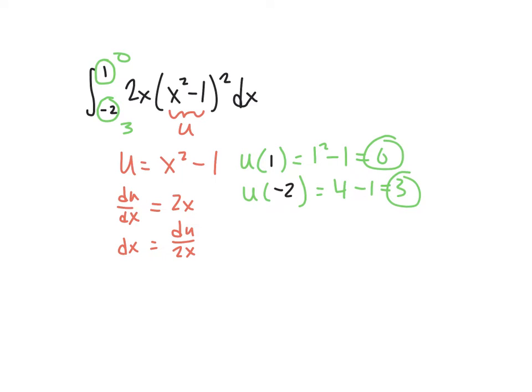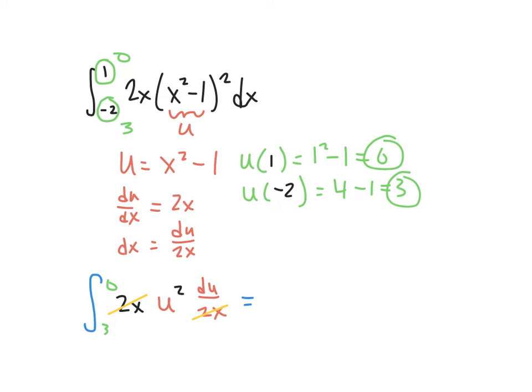So here's that new integral. We build it just like we did with our other substitution method. So we're going to have 2x times u squared, because we're substituting u for x squared minus 1. And then instead of dx, we'll write du over 2x. And just like before, some stuff is going to simplify and cancel. Luckily, these 2x's are gone. And then instead of putting the -2 and the 1, we'll put the 3 and the 0.